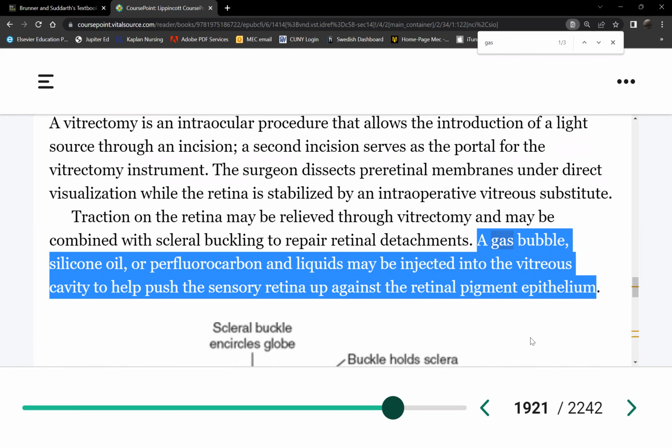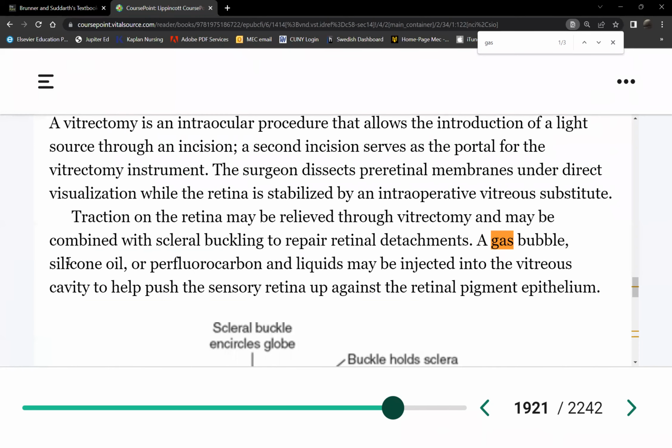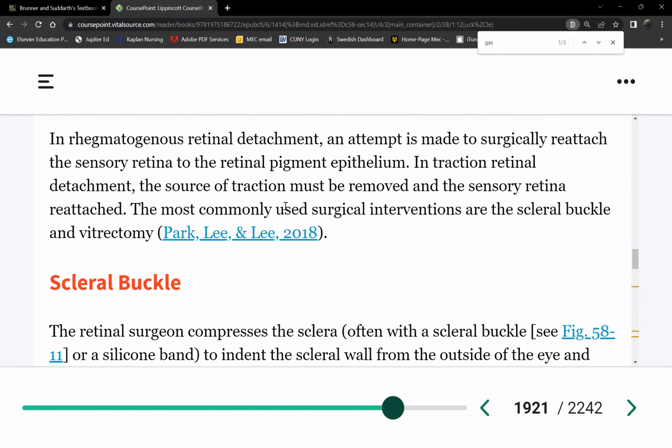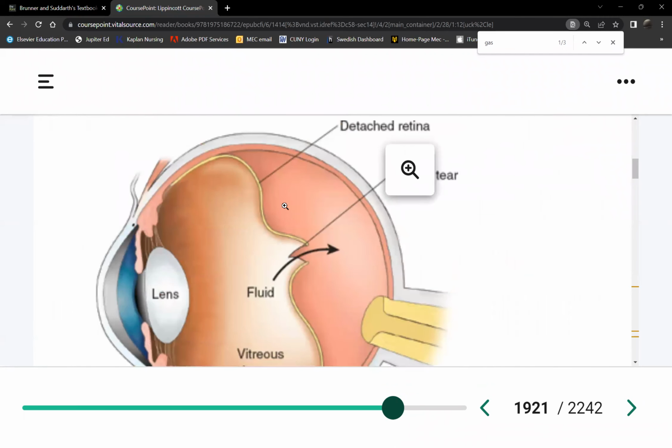Now, this is denser than air, though. What does air do? Does it go down or rise up? Gas always rises up. Now, this gas bubble, which is made of perfluorocarbon, is denser than room air. So unlike room air, does it have the ability to push the retina back in place? Yes, so it will rise. So what they'll do is, depending on the location of the tear, the doctor doing the surgery knows where he put the gas bubble.